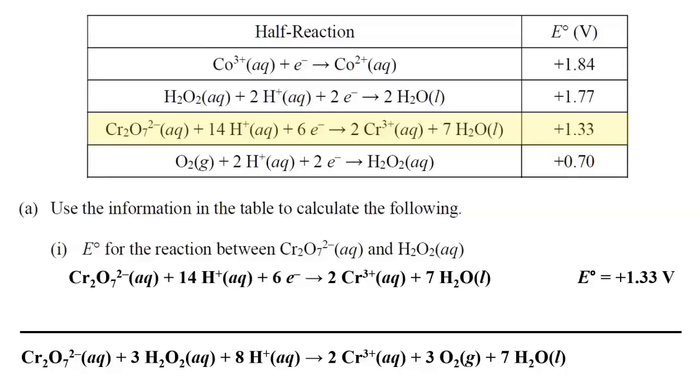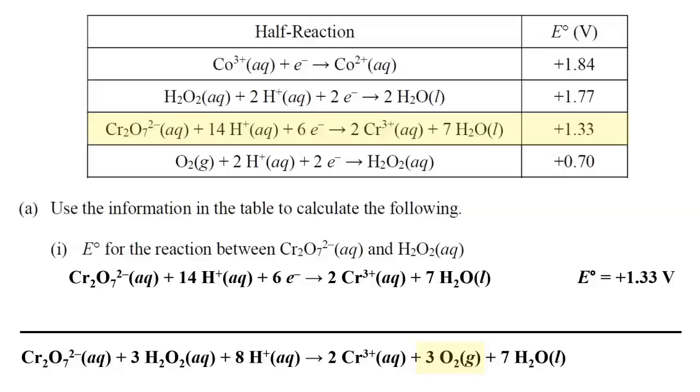I'm not going to change it at all. I'm not going to reverse it. I'm not going to multiply it by 2 because it has exactly what I need, which is 1 mole of dichromate on the left as a reactant. And since I didn't change that half reaction at all, the cell potential remains as positive 1.33 volts for that half reaction. Now, I'm looking for oxygen as a product. And in fact, I need 3 moles of oxygen gas as a product.